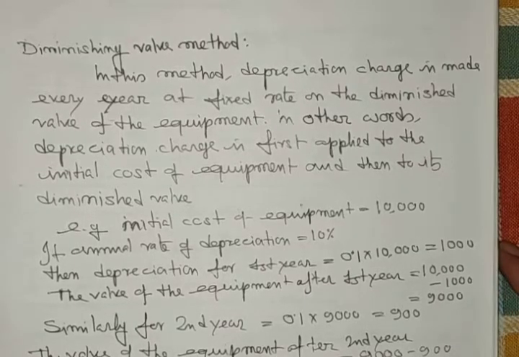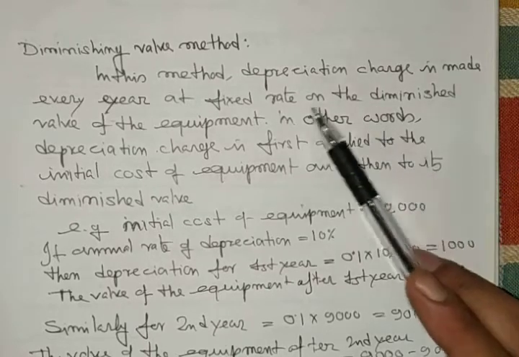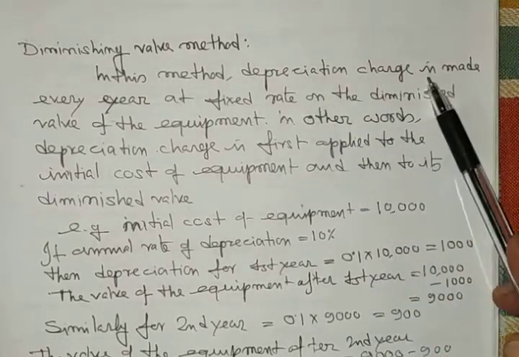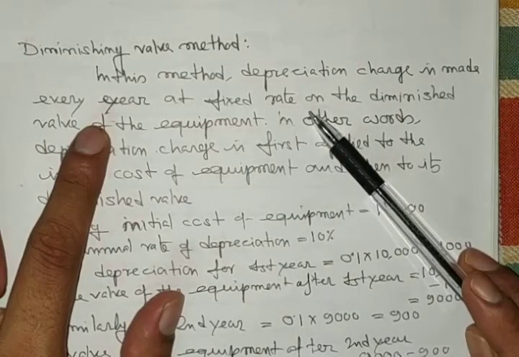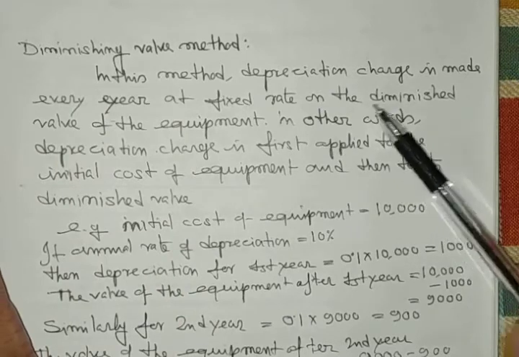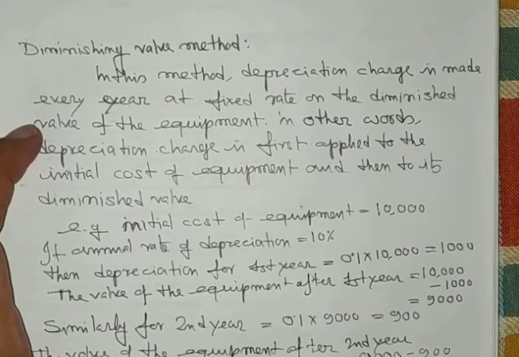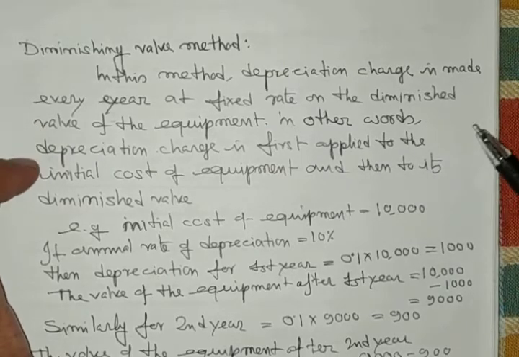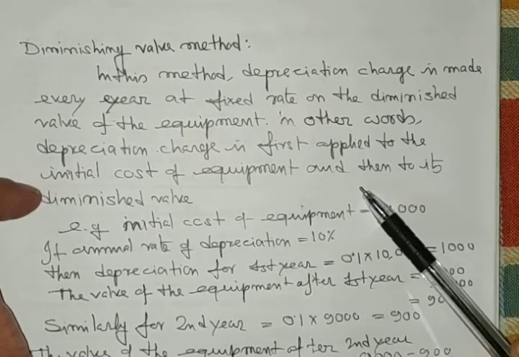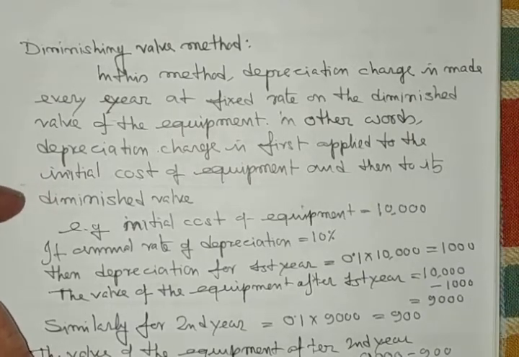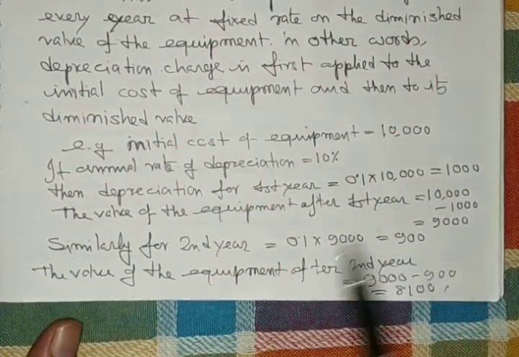Next is the diminishing value method. In this method, depreciation is made every year at a fixed rate on the diminished value of the equipment. In other words, the depreciation charge is first applied to the initial cost of the equipment and then to its diminished value. Let's consider one example.